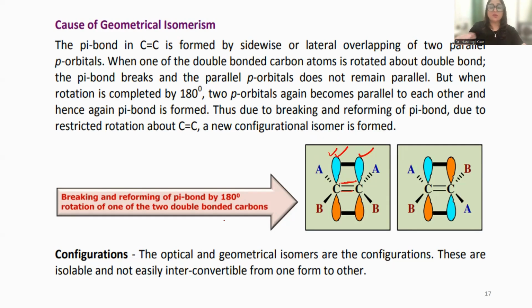But when the rotation is a complete 180 degrees, the p orbitals again become parallel to each other, and hence the pi bond is formed. So this is due to the breaking and reforming of the pi bond. First they break, and then they reform after the rotation. Due to the restricted rotation about this carbon-carbon bond, a new configurational isomer is formed. So this is a breaking and reforming of the pi bond by 180-degree rotation of one of the two double-bonded carbons. Optical and geometrical isomers are basically configurations, which are isolable and not easily interconvertible from one another.